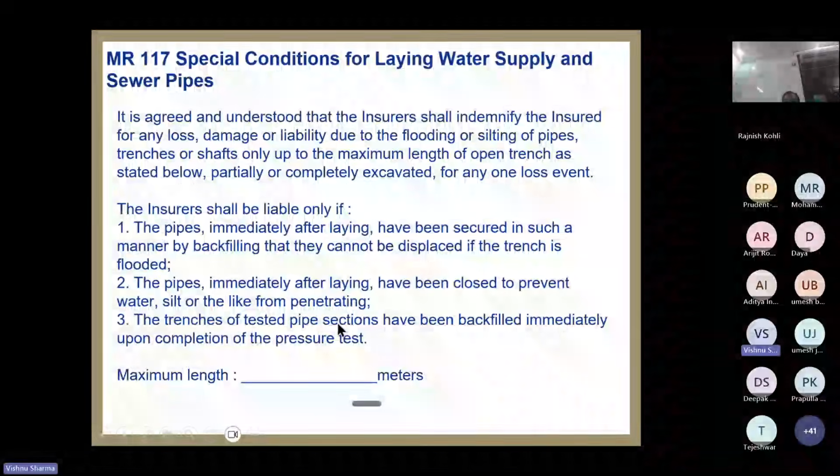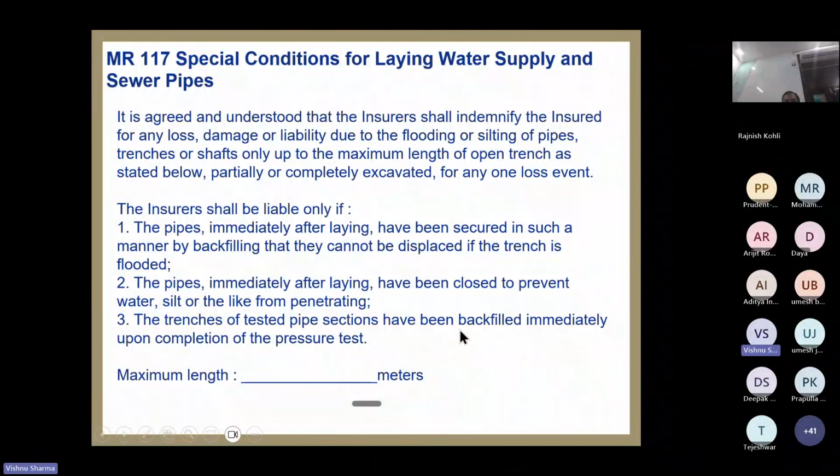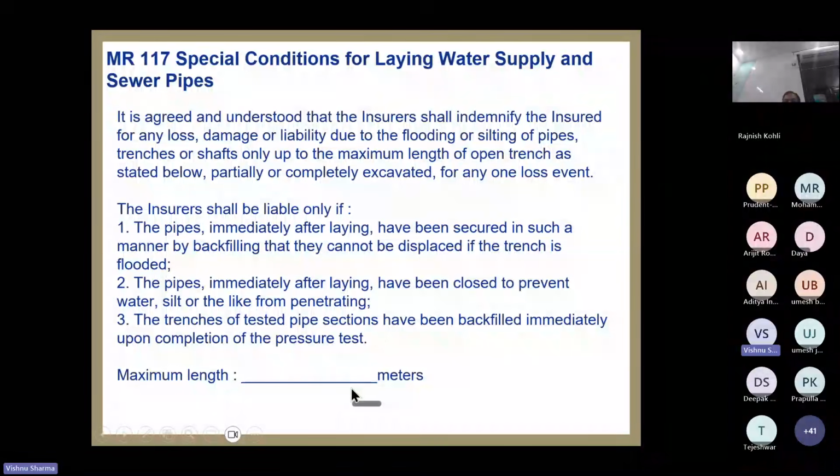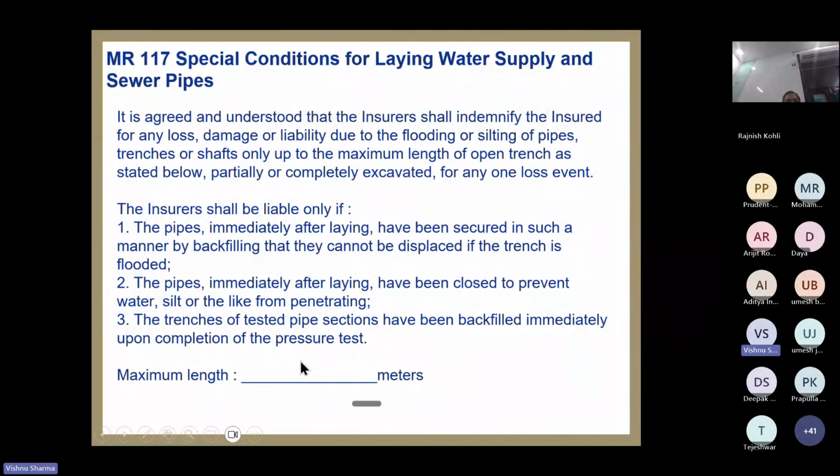Third is the trench of tested pipe section has to be backfilled. वही चीज है. That has to be backfilled immediately upon completion of pressure test. Pressure test होने के बाद तुरंत उसकी backfilling कर दीजिए pipeline की. Maximum length इससे ज्यादा का आपका लॉस पे नहीं होगा. This length has to be defined. 50 meters, 100 meters, 200 meters, whatever is agreed depending upon the size of the proposal.